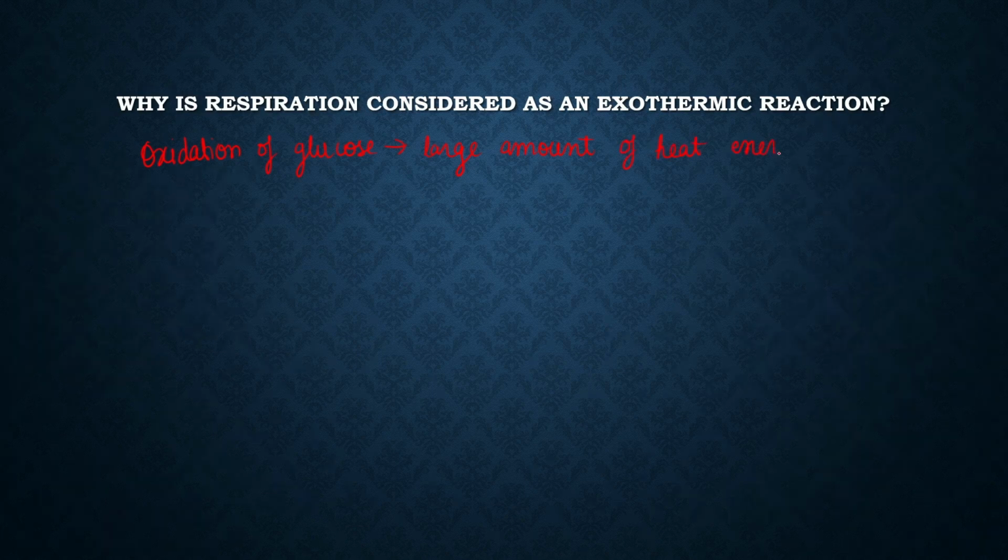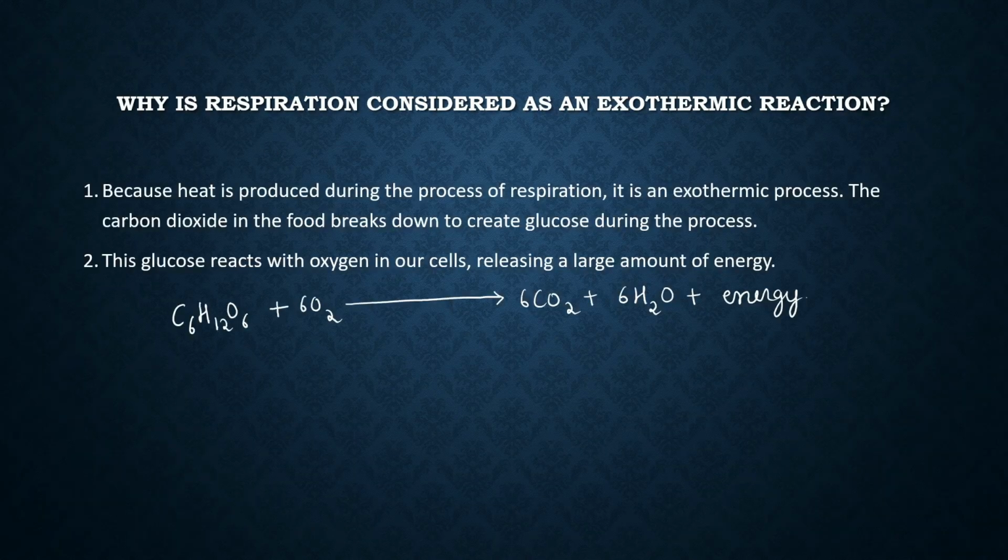You can also write down the chemical reaction that happens in the body during respiration. That is C6H12O6, which is nothing but your glucose, oxidizes in the presence of oxygen to form carbon dioxide, water, plus a large amount of heat. So this is why we consider respiration as an exothermic process. The detailed answer is given to you here.